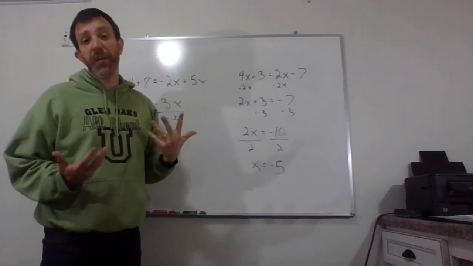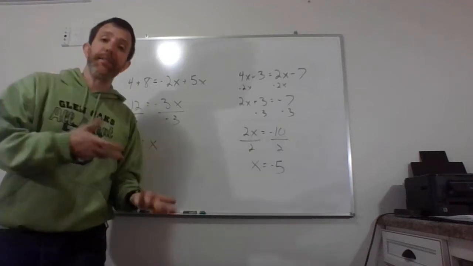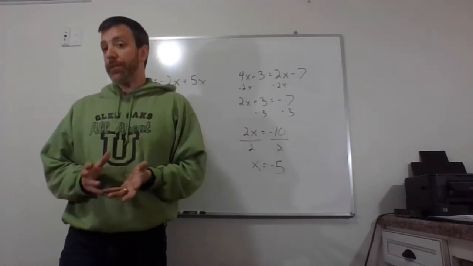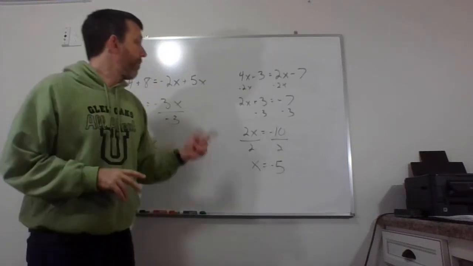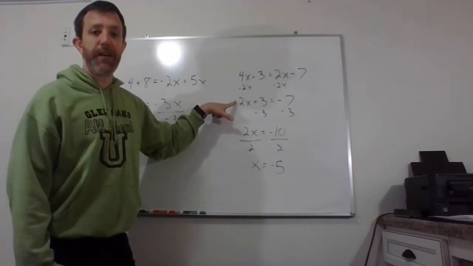If I did it the other way around, I could do 2 and then subtract the 4. 2 minus 4 would give me a negative 2x. It doesn't make any difference. You will get the same answer. I just prefer to work with positive numbers. I think they're better. So once I do that, I get 2x plus 3 is equal to -7.